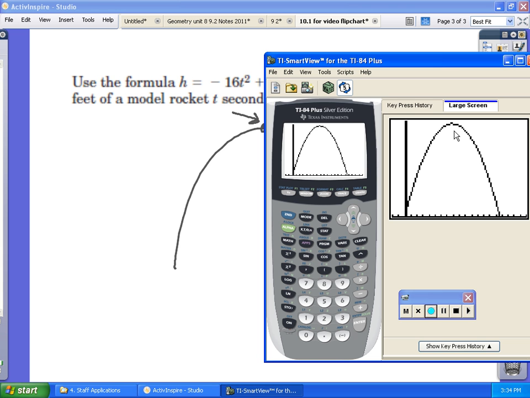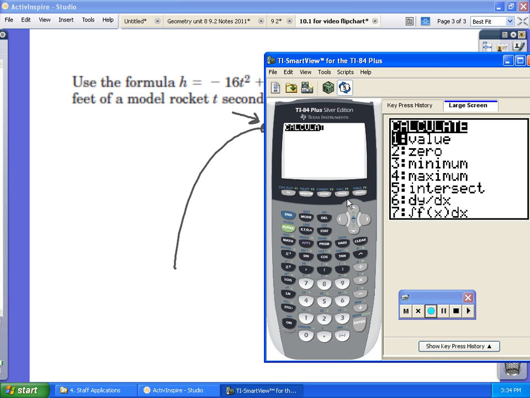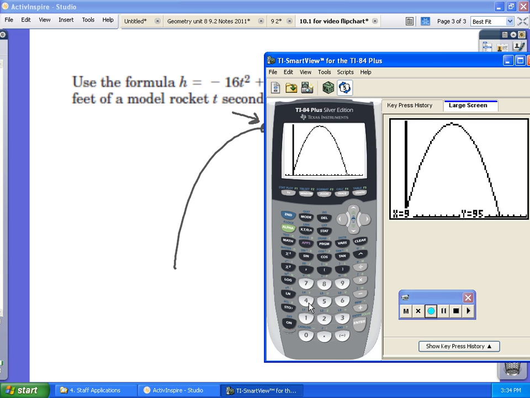So to do that, I'm going to go to second, and then right here is calculate, and it's a maximum. So I'm going to choose option number 4. And it says left bound. Remember, that means that you can see your little blinky cursor right here. You want to go to the left of what you're trying to find. Now, that's the vertex. So I'm going to hit my left arrow over a little bit until it looks like it's all the way towards the left of it. Looks like it's about on the left right now. I'm going to hit enter.